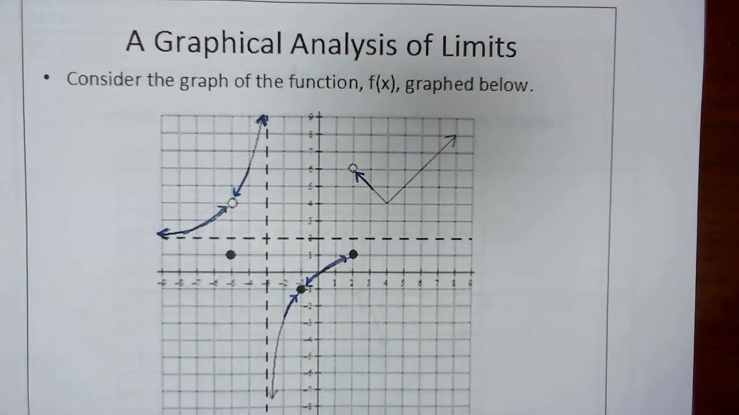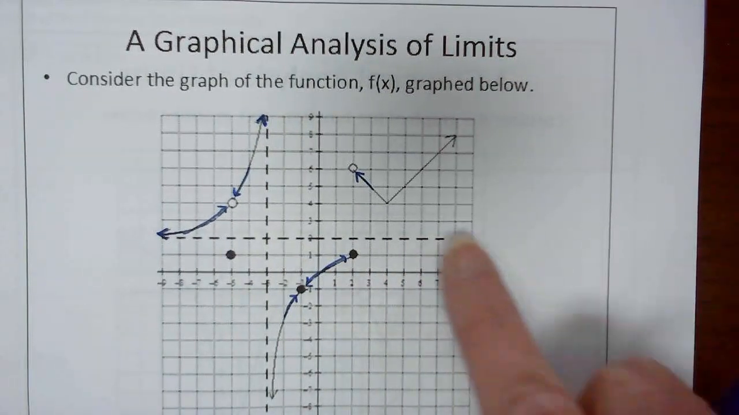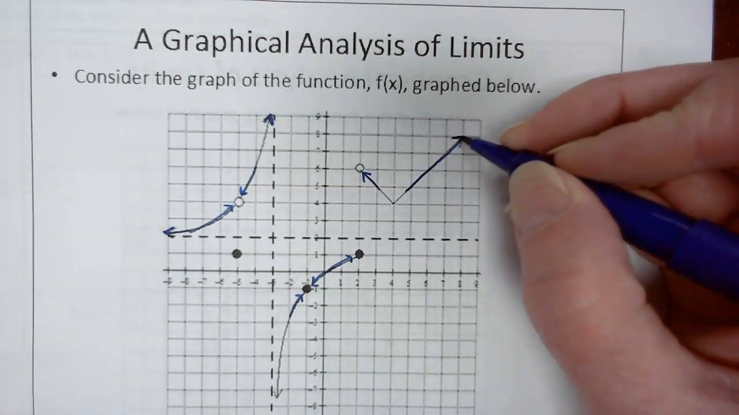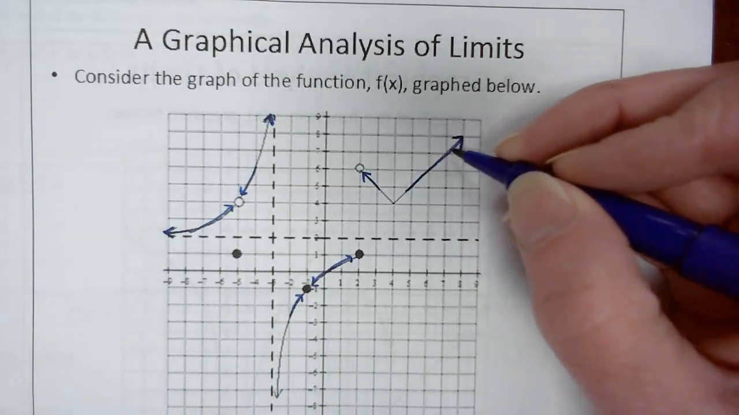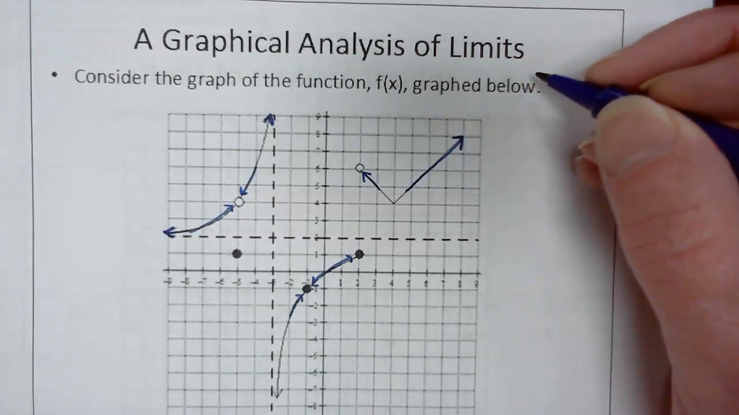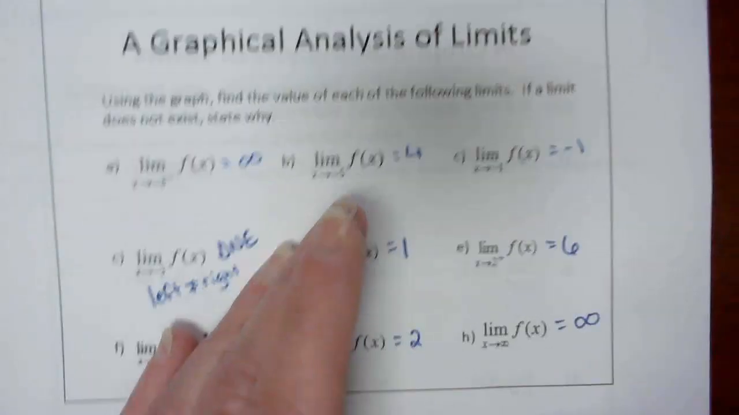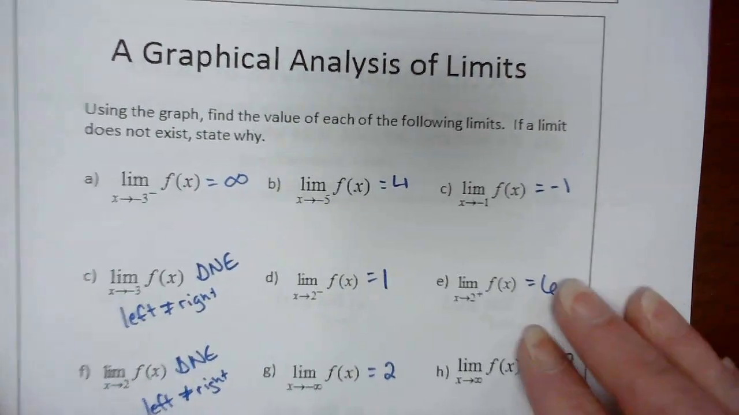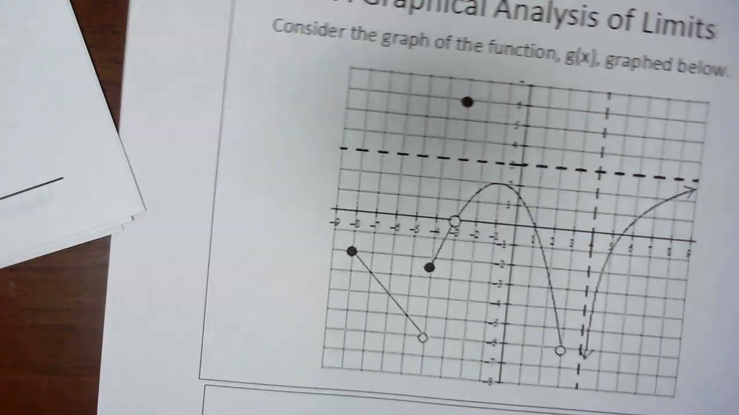What about on the right side? So as x goes to positive infinity, this way, watch what the graph is doing here. It's going up. That arrow means it continues in that trajectory forever and ever. That side would approach positive infinity. Okay. Let's look at another graph.